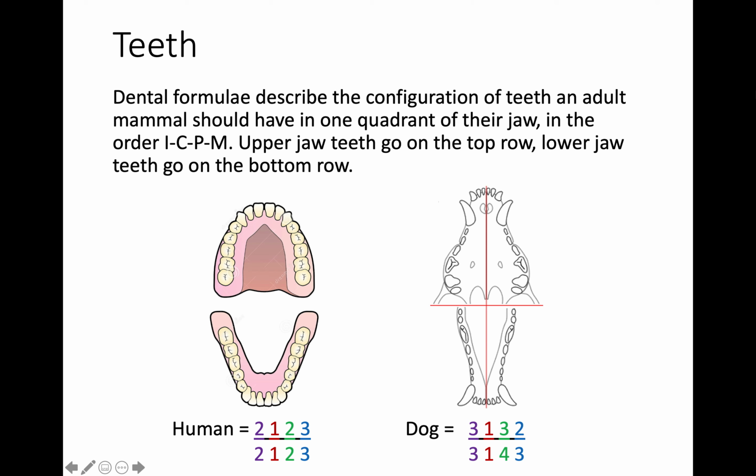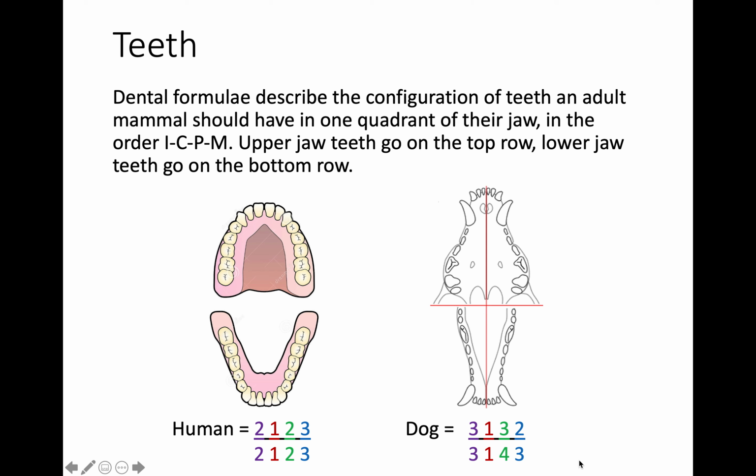So every mammal has what we're going to call a dental formula, and that describes the configuration of the jaw. We list them in the order that they should go, so the incisors, the canines, the premolars, and molars. So the human dental formula is 2, 1, 2, 3, meaning you have 2 incisors, 1 canine, 2 premolars, and 3 molars, in each quadrant.